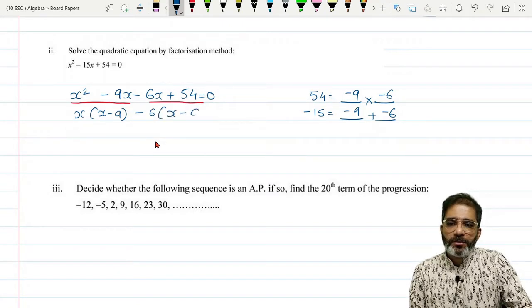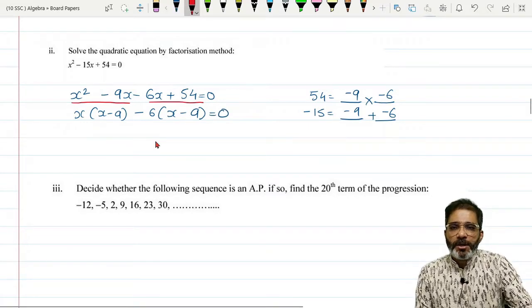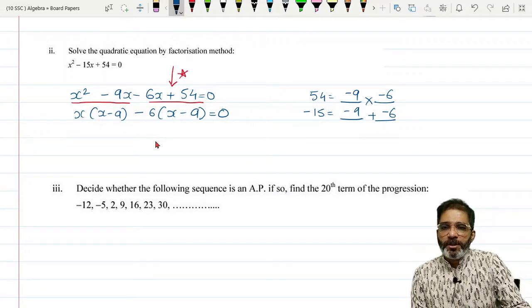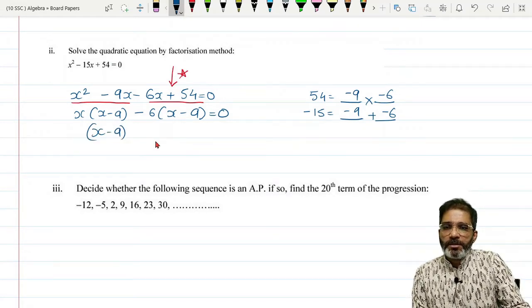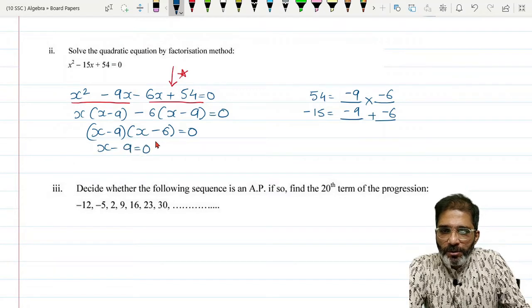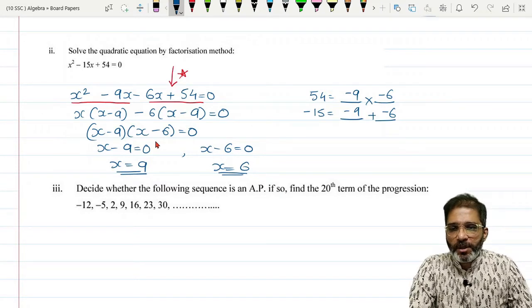So make sure, students, when you take minus sign common, inside the bracket the sign will change. Okay, so it will become x minus 9. So x minus 9 common, x minus 6 equal to 0. So we put x minus 9 equal to 0, and x minus 6 equal to 0. So after shifting, we get the value of x as 9 and x as 6. Okay, so this is how you solve the sum by factorization method.